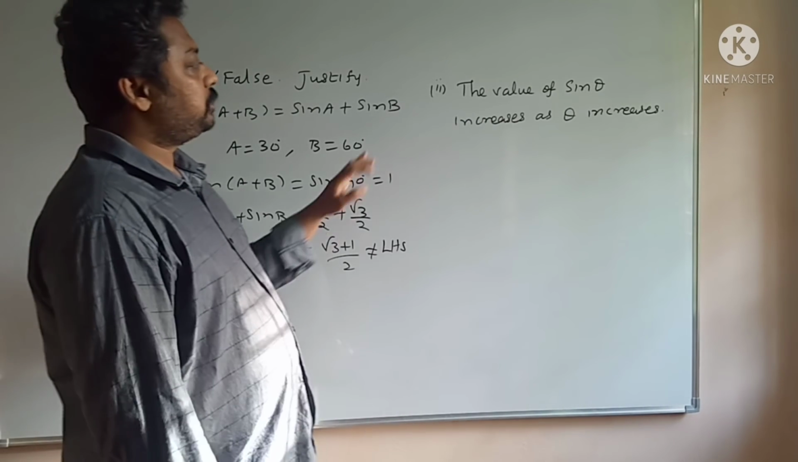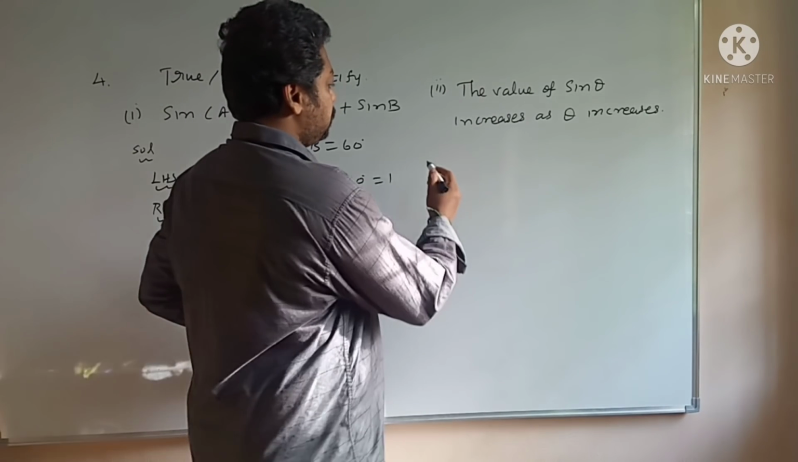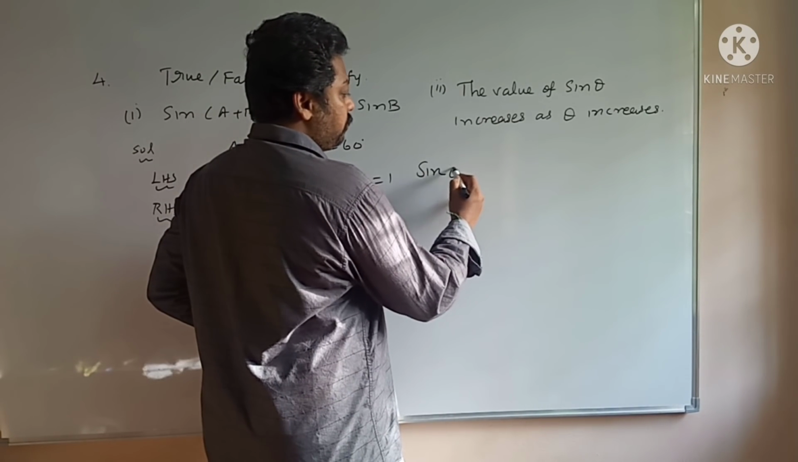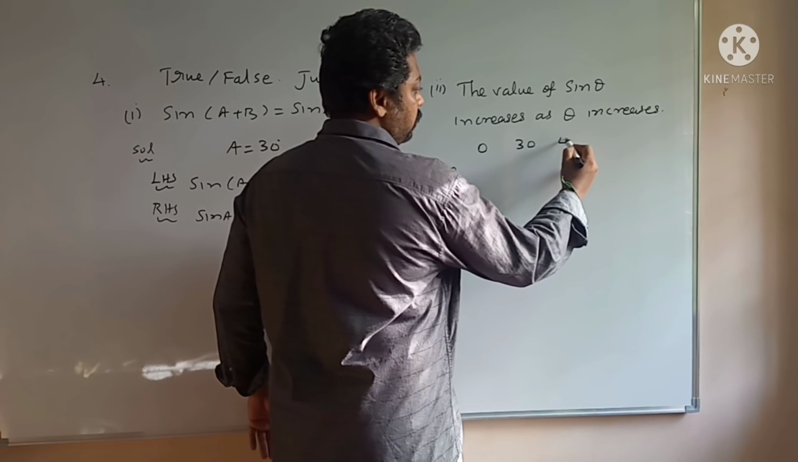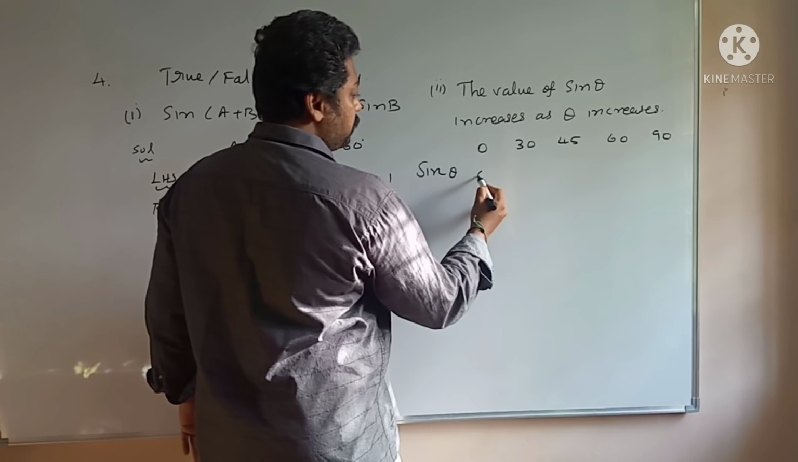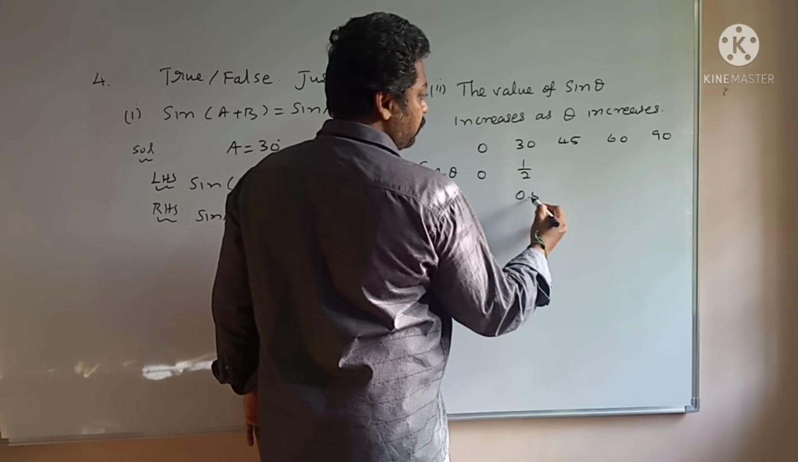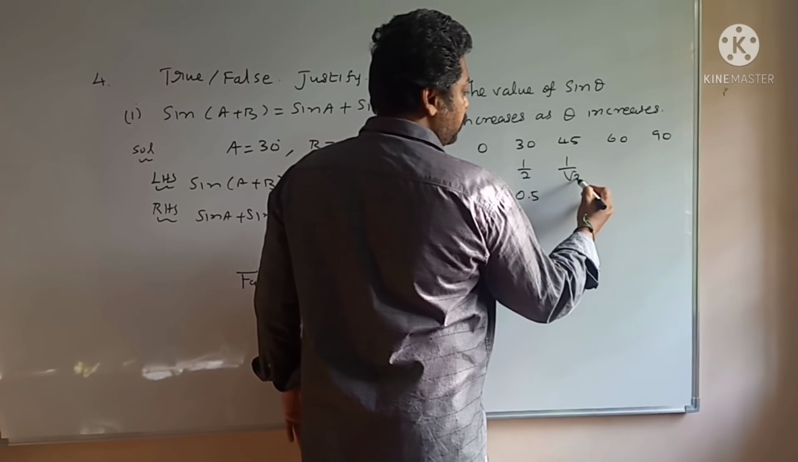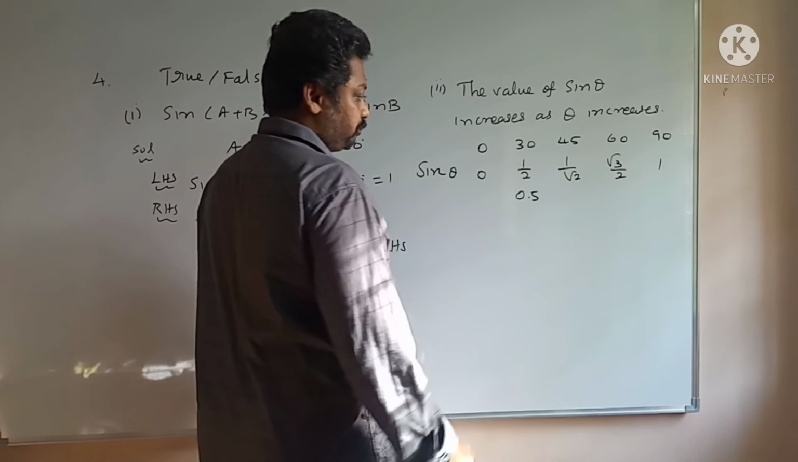Fine. So second one, the value of sine theta increases as theta increases. Fine. So we just write the angles: 0, 30, 45, 60, 90. Sine 0 it is 0. So sine 30 it is 1 by 2, that is 0.5. So sine 45 is 1 by root 2. So this is root 3 by 2. So this is 1. Okay.